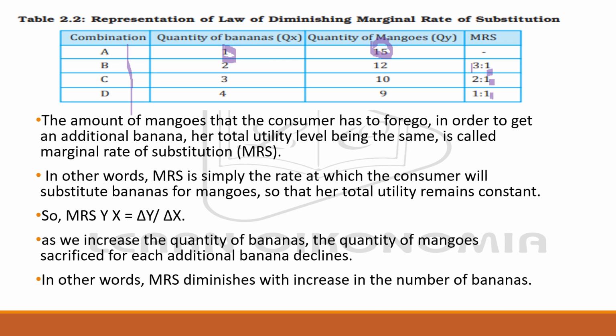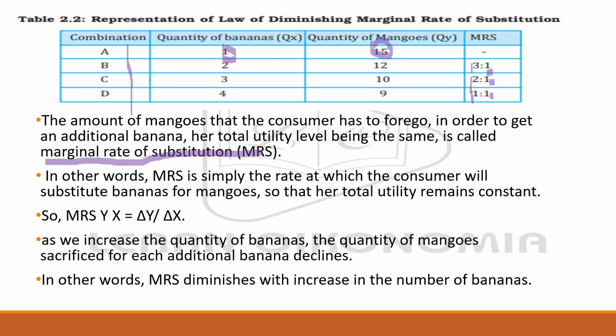Here from 12 to 10, the difference is 2. Now here 10 to 9, the difference is 1. So let's take this difference and go for your marginal rate of substitution: how much you are giving up to get an additional unit of one commodity. We could see that in order to get an additional banana, the consumer was sacrificing some mangoes, right? So this is something which we call the marginal rate of substitution.